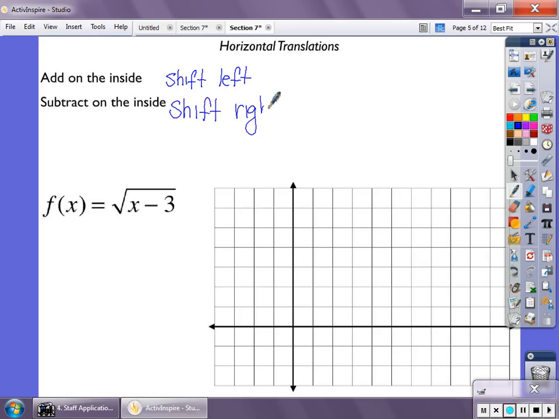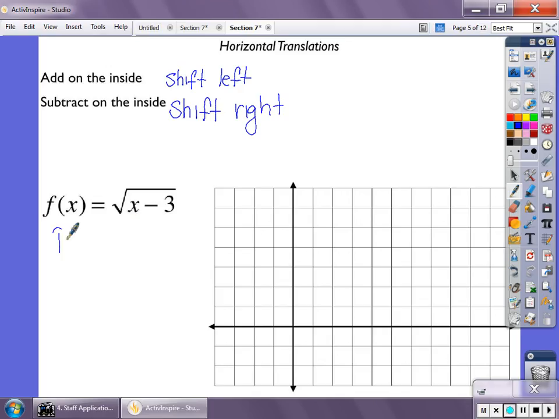Now, here's what I mean by on the inside. See how the minus 3 is underneath this square root? That means you're subtracting 3 on the inside. And so what this tells me right here is we're going to shift that square root 3 units to the right in this case. Now, if it's a shift to the right, that's going to affect the domain, okay?